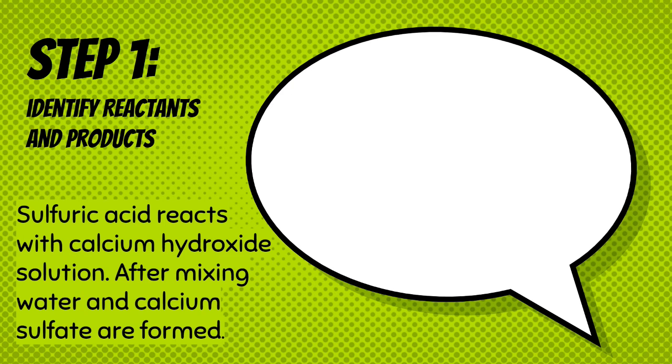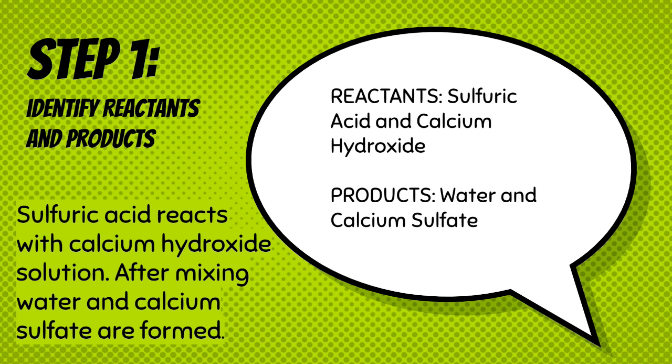work. In step 1, you need to identify reactants and products. Read the sentences and use context clues to decide what should go on the left side of the arrow versus the right side of the arrow. Okay, so our reactants are sulfuric acid and calcium hydroxide. It says in the first sentence that these two substances react. Our products are water and calcium sulfate. I know this because of the word formed.